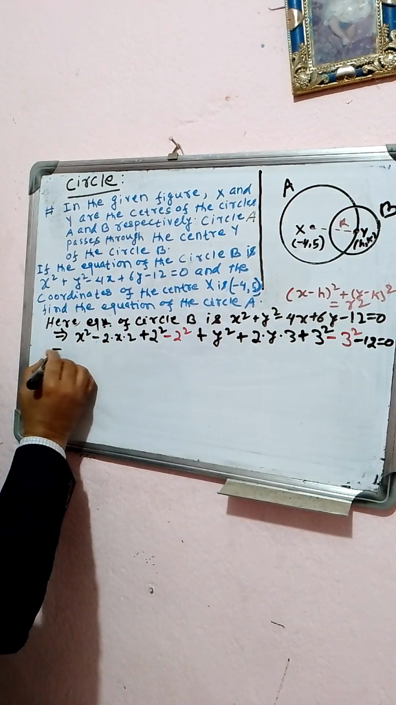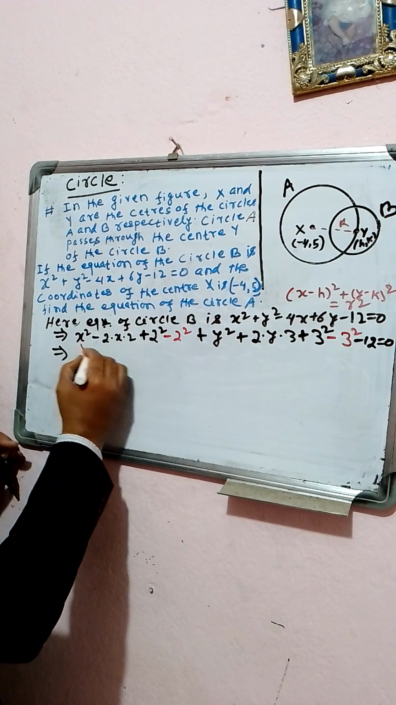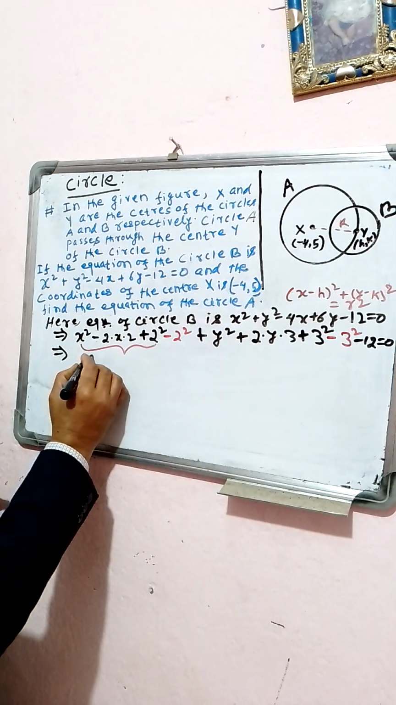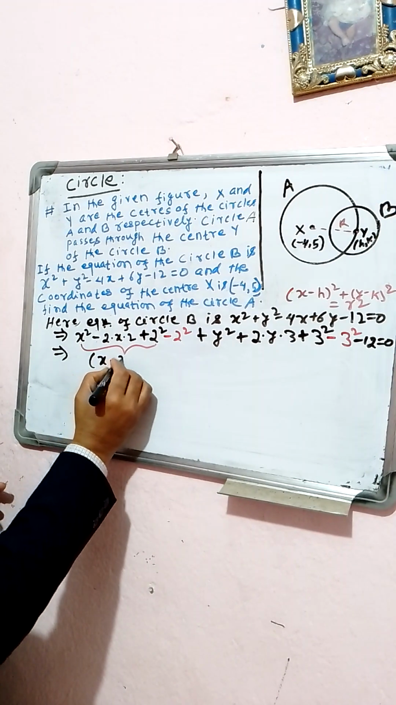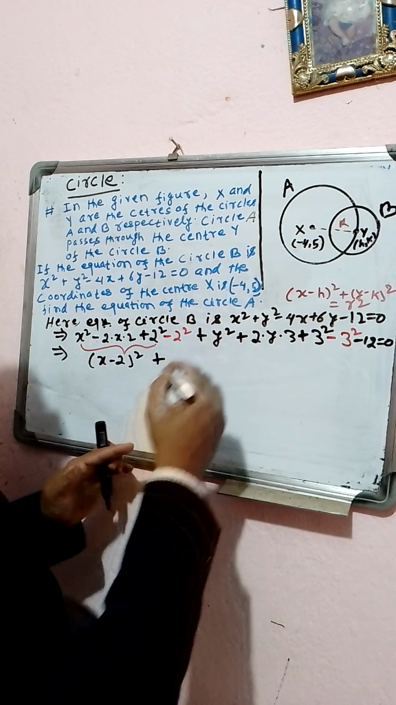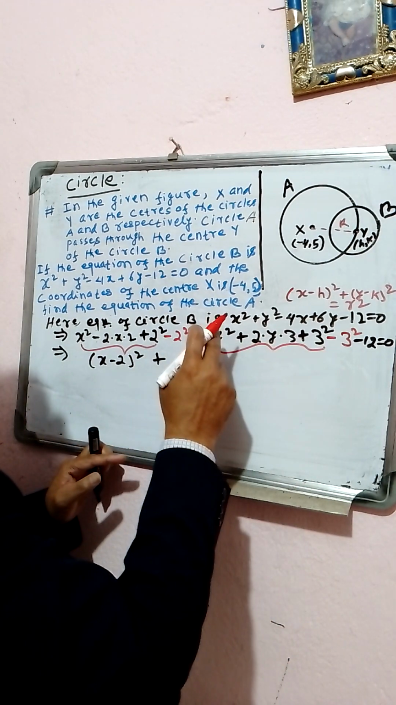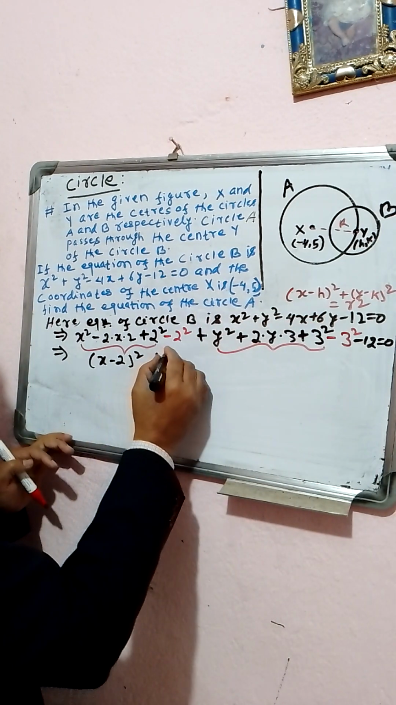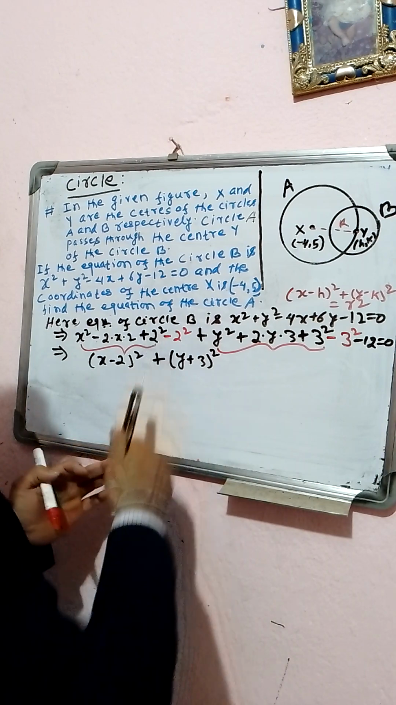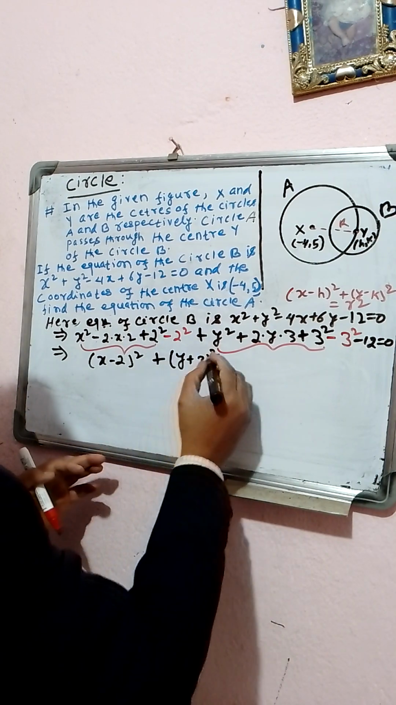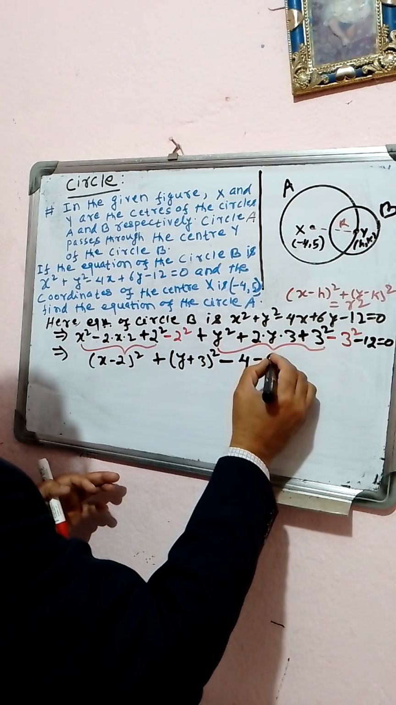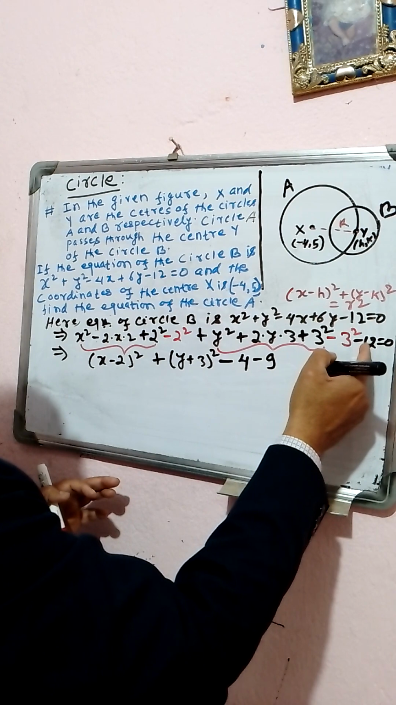Okay, now let's proceed further. It is a square plus 2ab plus b square in that form, minus b square. So it is x minus 2 square, and for this term, in place of a there is y, and in place of b there is 3. So we can write y plus 3 square. Now add up all these terms. So 2 square is 4, 3 square is 9, and then it is 12.